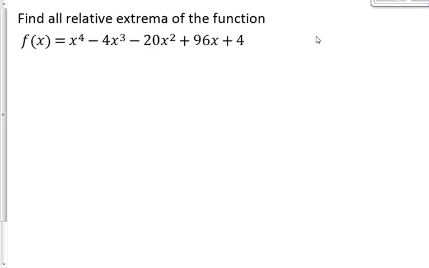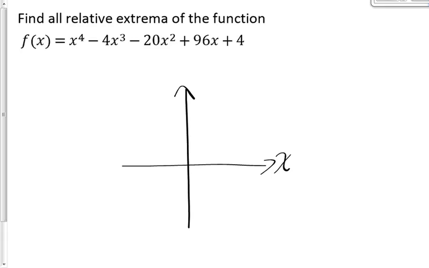Okay, so let's go ahead and take a look at relative extrema. What relative extrema are, if you're given a certain function, let's say this is x and y, and you're given a certain function, let's say the function looks like this. Well, the relative extrema are the points that are at the top of the hills or at the bottom of the valleys. So they're not the largest values of all.